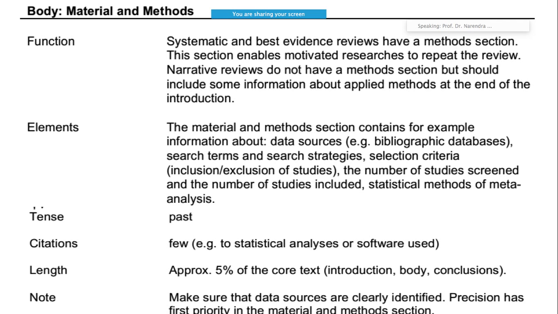Okay, so lengthwise, the materials and methods section is approximately 5% of the core text of the whole article, in fact. So you must be able to clearly identify your data source and really give priority to the materials and methods section. So that's really, really important. Precision is the key in this section.